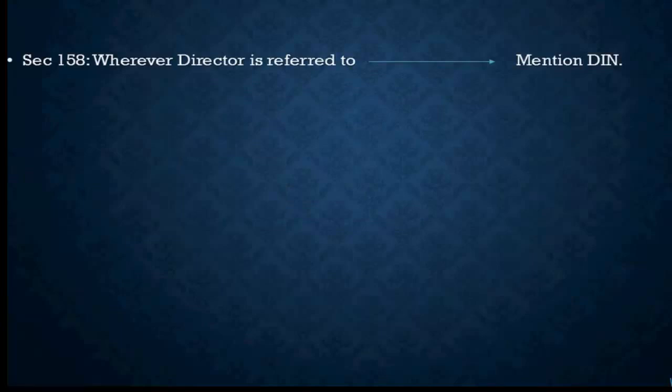So whenever a director is referred to, he would mention his director identification number on any document, on any deed, any contract. Whenever a director signs, or whichever is connected to that director, the director would declare his DIN on that document. Wherever he signs, whatever document he furnishes, he will have to mention his DIN, right?